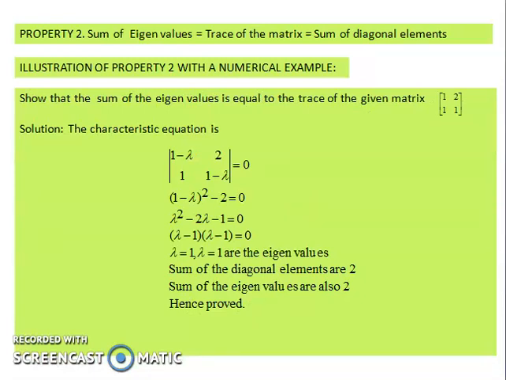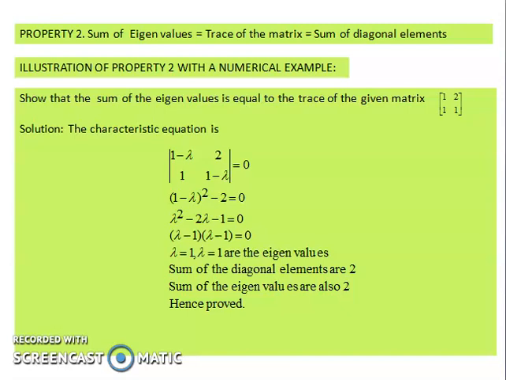Property 2. The sum of the eigenvalues is nothing but the trace of the matrix. Trace of the matrix is the sum of the diagonal elements. So here also I am taking a 2 cross 2 matrix, say 1, 2 and in the second row the entries 1 and 1. So over here the sum of the diagonal elements is 2.